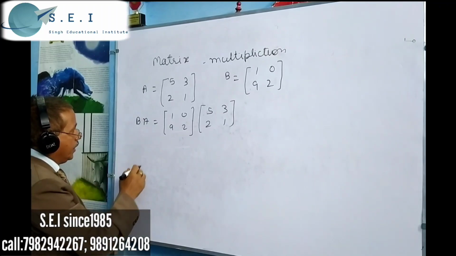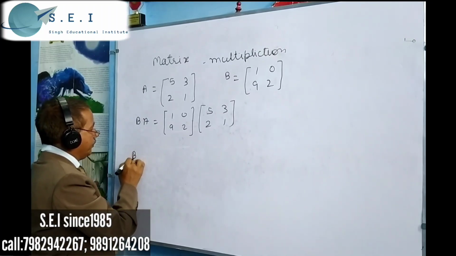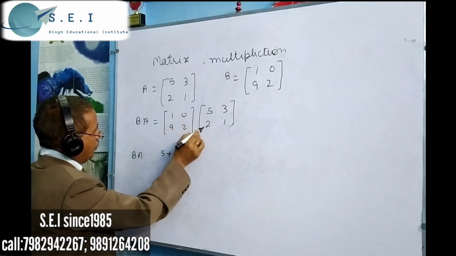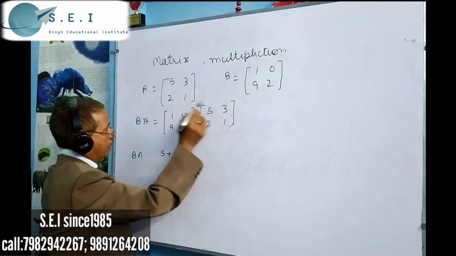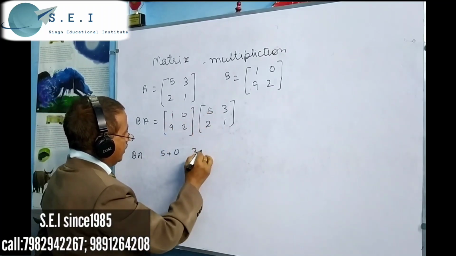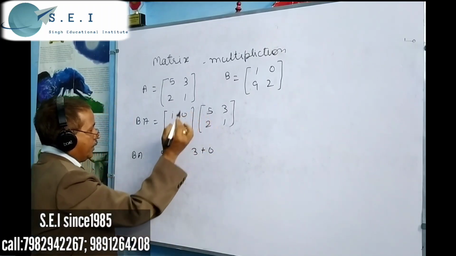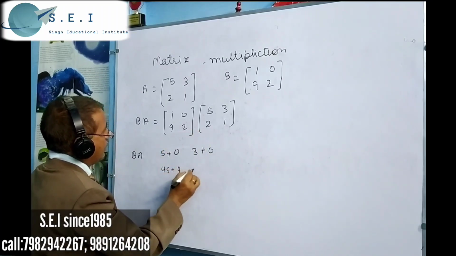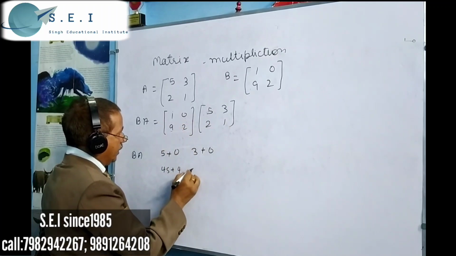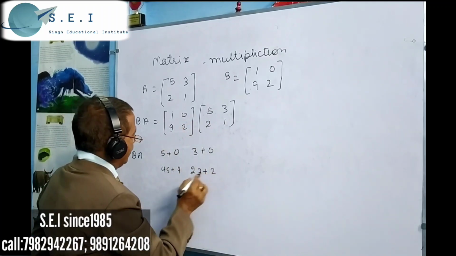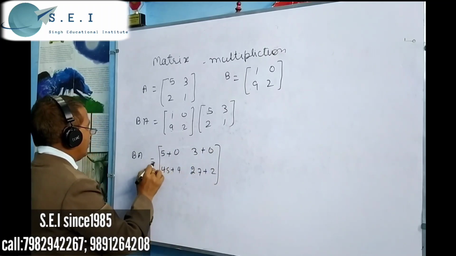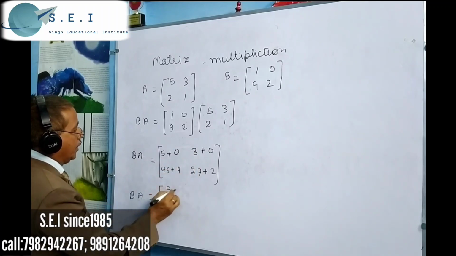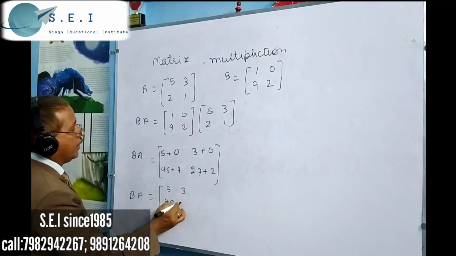The next topic, we want to multiply to get BA. Then BA is 1 times 5 is 5 plus 0 times 2 is 0, 1 times 3 is 3 plus 0 times 1 is 0, 9 times 5 is 45 plus 2 times 2 is 4, and 9 times 3 is 27 plus 2 times 1 is 2. We get BA is equal to 5, 3, 49 and 29.